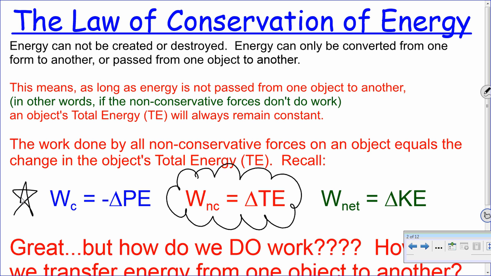Basically, this is just saying that the work done by gravity, for example, is your change in potential energy. So when you drop an object, you lose potential energy but gain kinetic energy. And that's what gravity is doing.